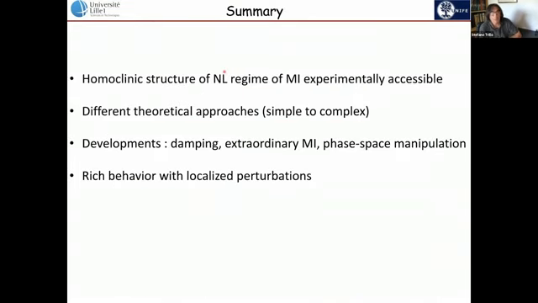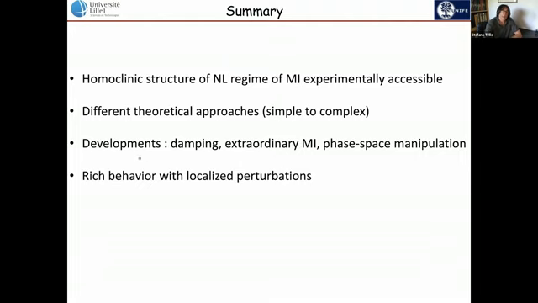This brings me to the summary. Essentially, I've shown that the homoclinic structure, the nonlinear regime of MI, becomes experimentally accessible. We can use different theoretical approaches from simple to more complex, but still you get the same answer.